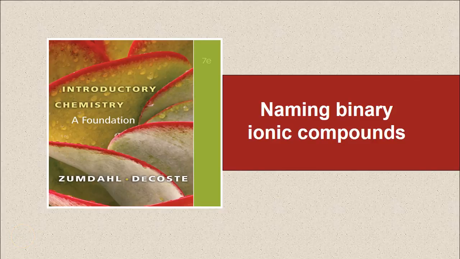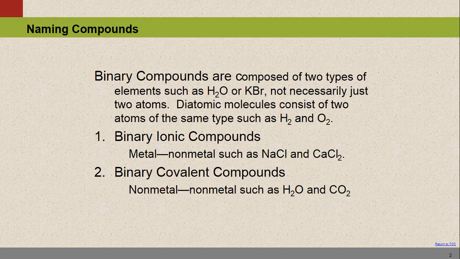Naming type 1 binary ionic compounds. Binary compounds are composed of two types of elements, such as H2O or KBr, not necessarily just two atoms. For example, H2O, which we know is water, is composed of three atoms, two atoms of hydrogen and one of oxygen. Potassium bromide is composed of two atoms.